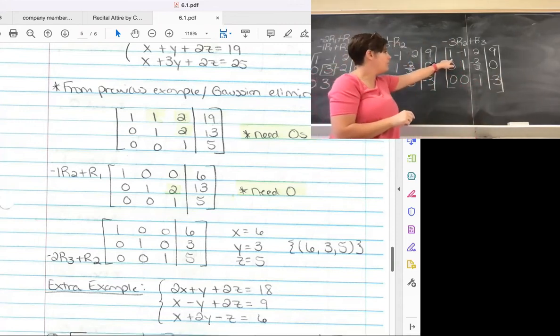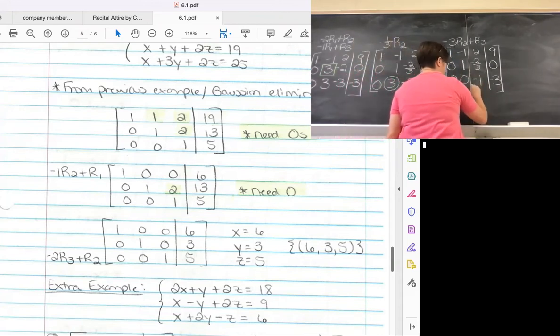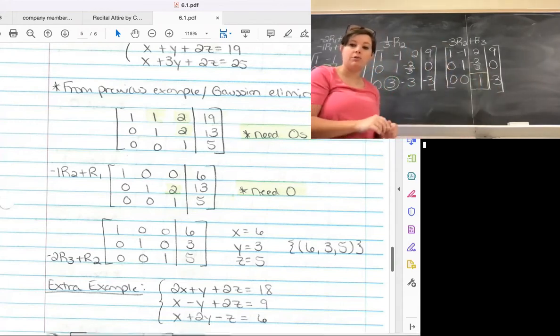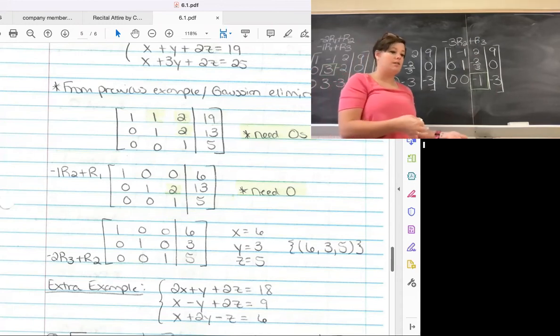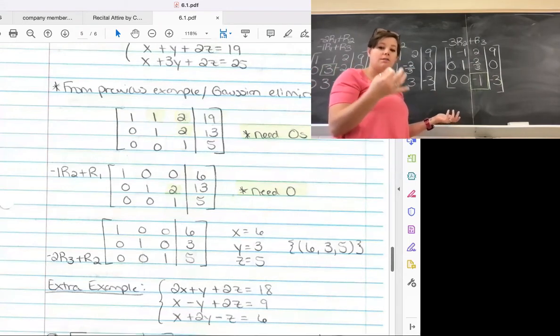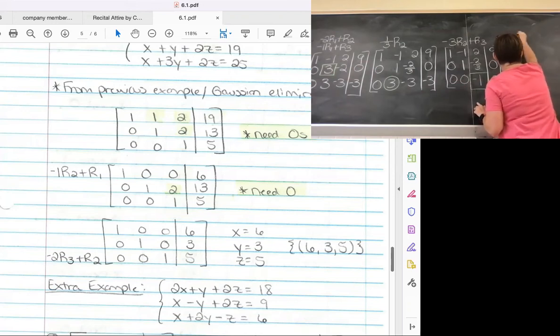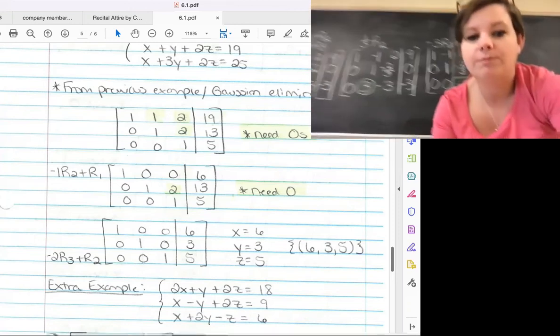So now our first two columns are good to go. We have 1, 0, 0, 1, 0. So what we need next is to get this negative 1 to be a positive 1. And when we're trying to get our 1s, that's where we multiply by our constants. So what do I multiply negative 1 by to get to positive 1? Well, I multiply it by negative 1. So I'm going to take row 3 and multiply it by a negative 1.